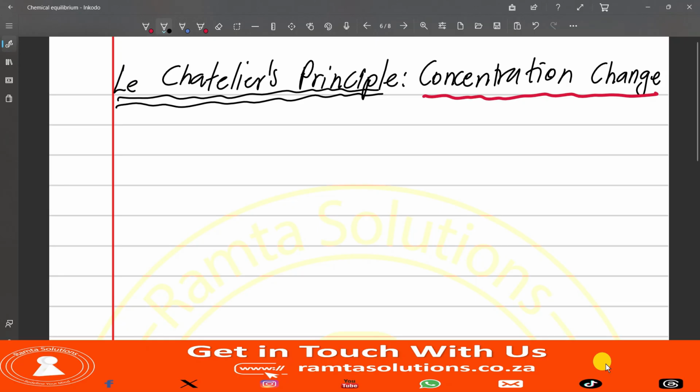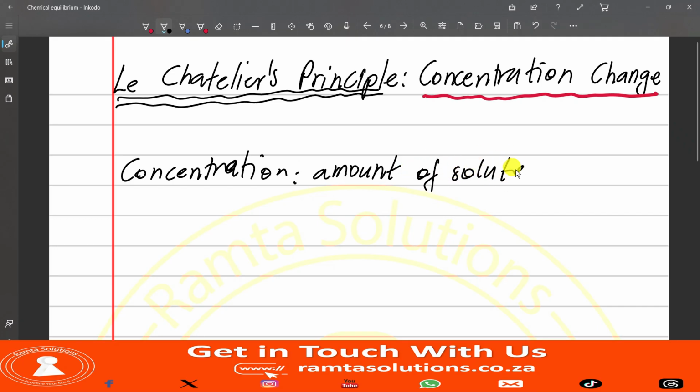Today, we are looking at Le Chatelier's principle, the effect of changing concentration. By now, I know you guys are grade 12s. You know what concentration is, right? Concentration is the amount of solute present per unit of volume. This you know. I'm just writing this to remind you.